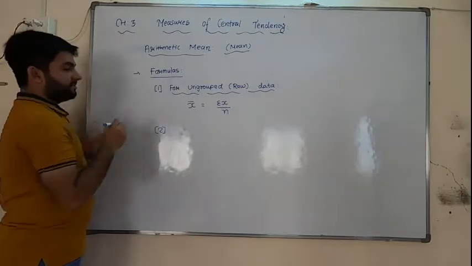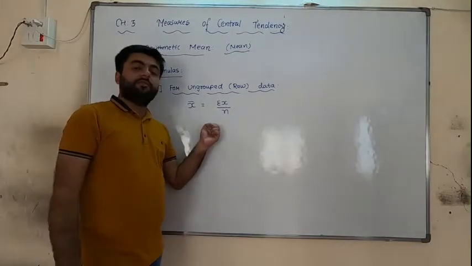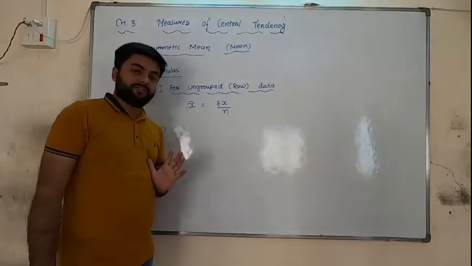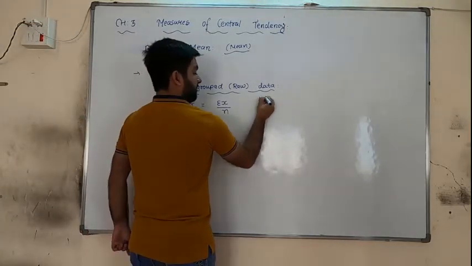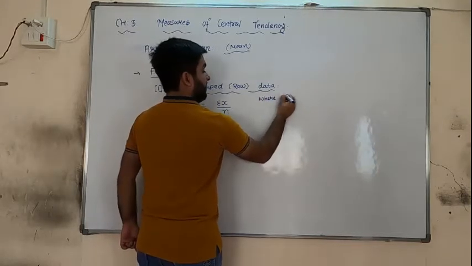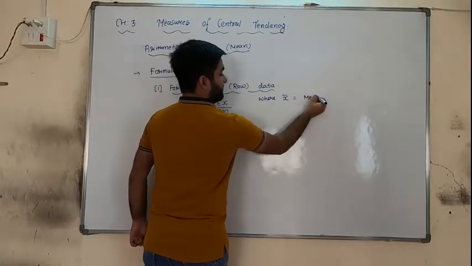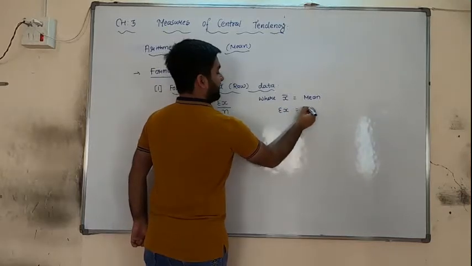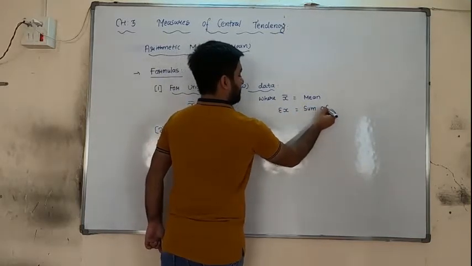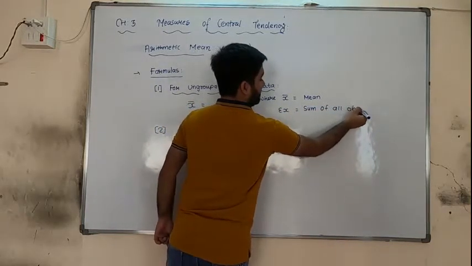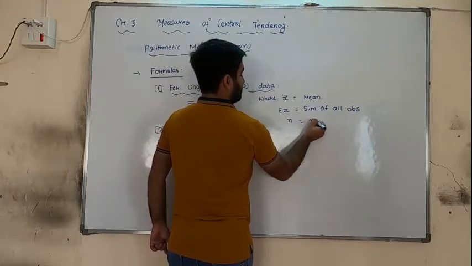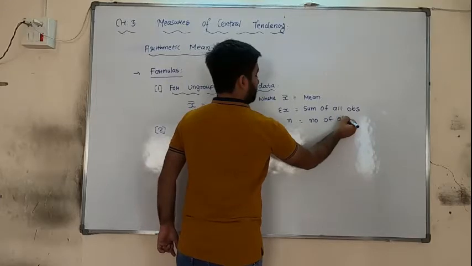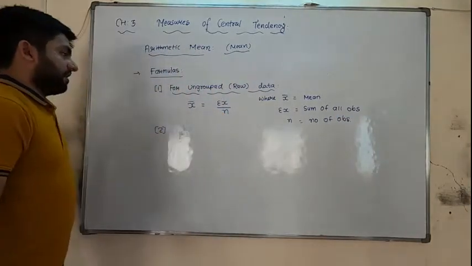What do you mean by sigma x? Sigma x means sum of all the observations, n means total number of observations. Okay, we are writing here. Where x bar is equal to mean, sigma x is equal to sum of all observations, observation in short form OBS, and n is number of observations. Now number 2.